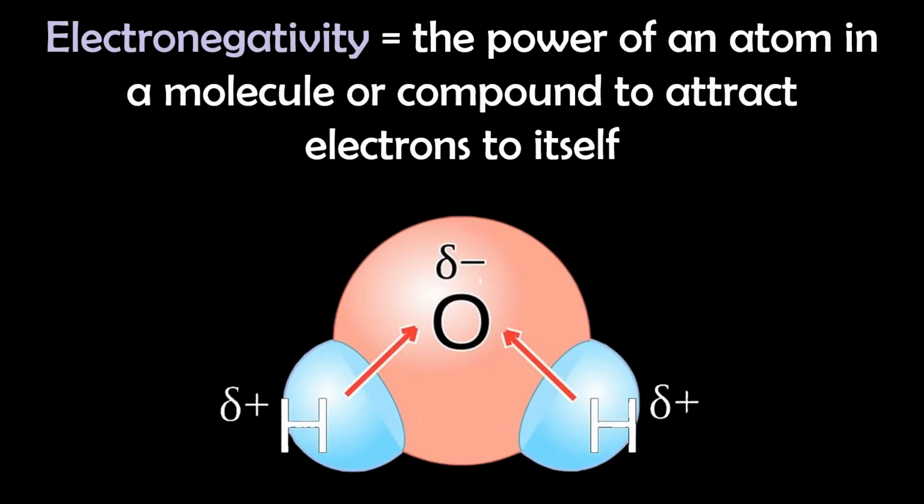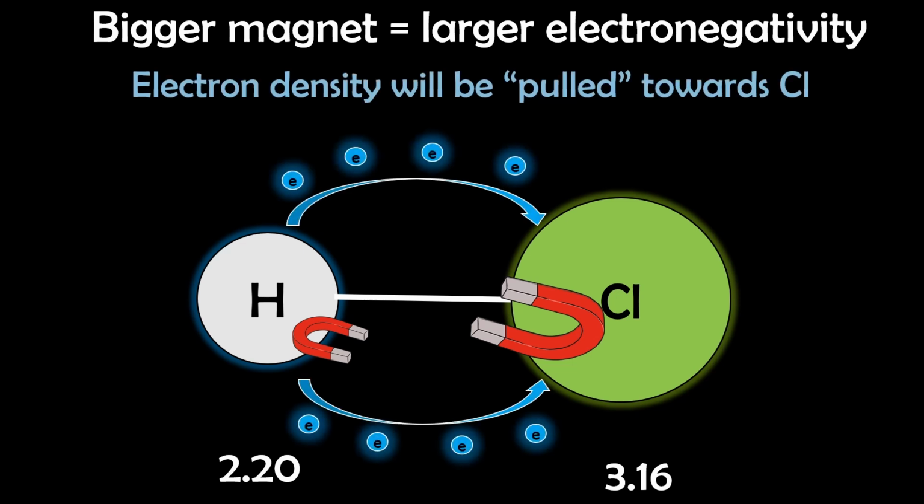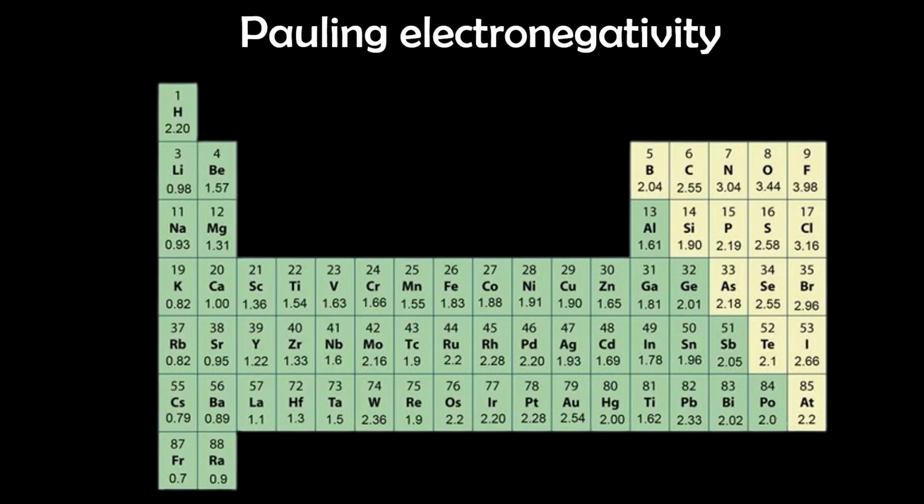Electronegativity can be defined as the ability of an atom in a molecule or compound to attract electrons toward itself. So imagine each atom has a magnet, and the strength of this magnet determines its electronegativity. So the stronger the magnet, the more power the atom has to attract electrons. But why do atoms have different electronegativity values? To answer this, let's turn to the Pauling periodic table of electronegativities.